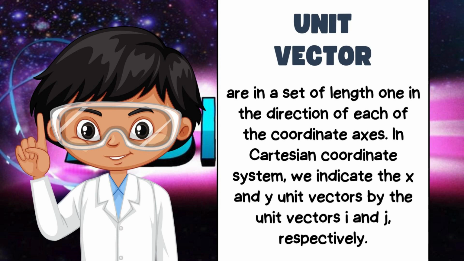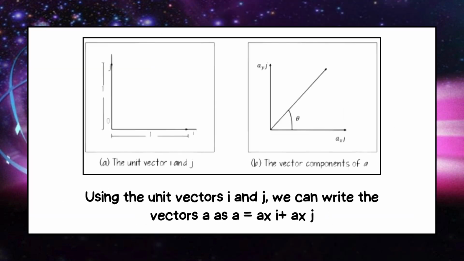In the Cartesian plane, we indicate the x and y. But in the unit vector, we add the unit vectors i and j. Using the unit vectors i and j, we can write the vector A as A is equal to Axi plus Ayj, where i and j are dimensionless. Para mas maintindihan ulit natin, narito ulit ang halimbawa.